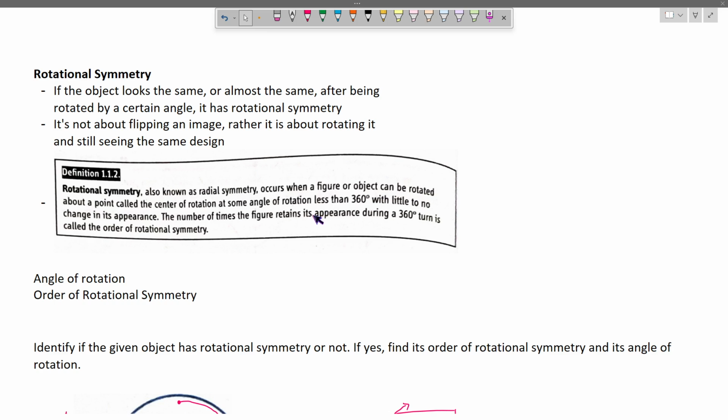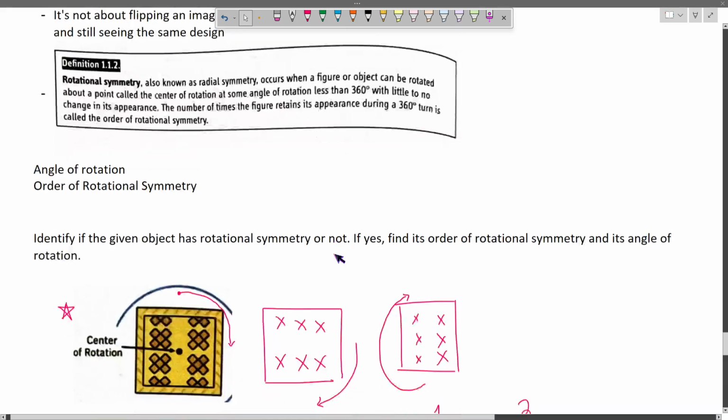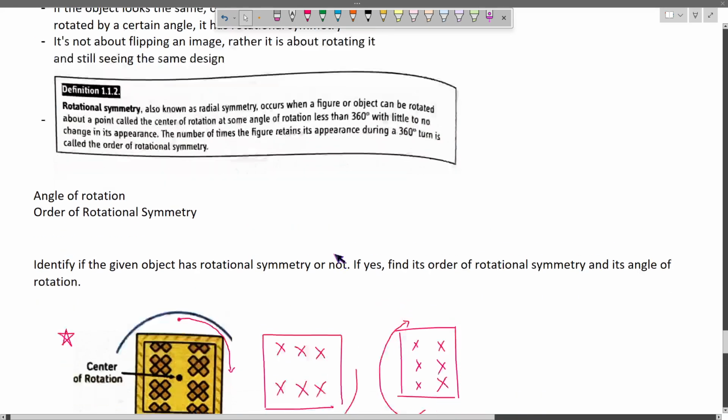So, the formal definition: it's also known as radial symmetry, and it occurs when a figure or object can be rotated about a point called the center of rotation at some angle of rotation less than 360 with little to no change in its appearance. The number of times the figure retains its appearance during a 360-degree turn is what we call the order of rotational symmetry. So basically, we are going to solve for these two, aside from knowing whether it has rotational symmetry or not.